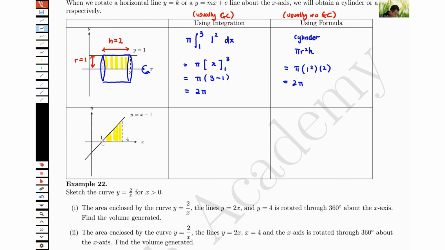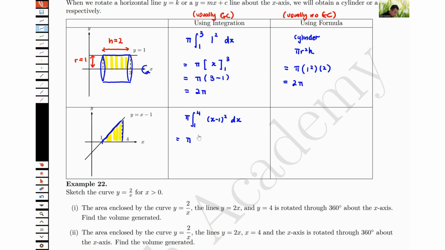On the second diagram, we will want to rotate this part across the axis. The left end point is known as 1. The right end point is at 4. We're going to rotate this. Let's go for the formula first. As per the usual method, we integrate 1 to 4 of y squared dx.